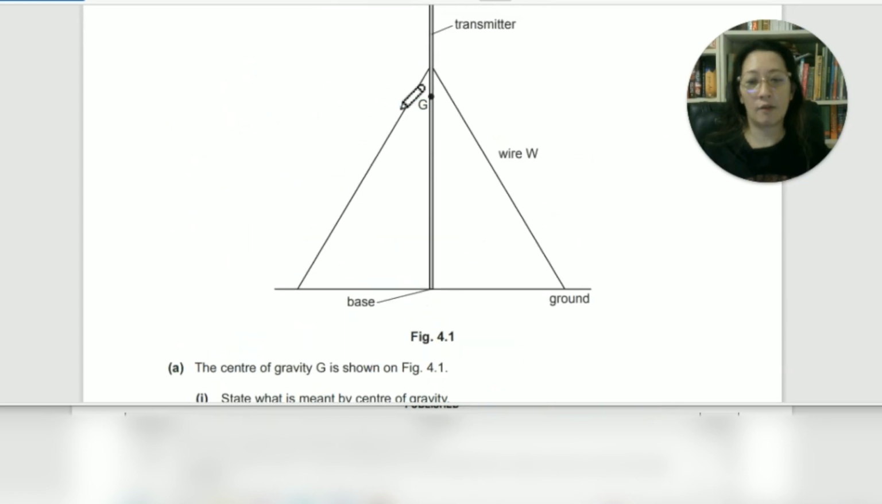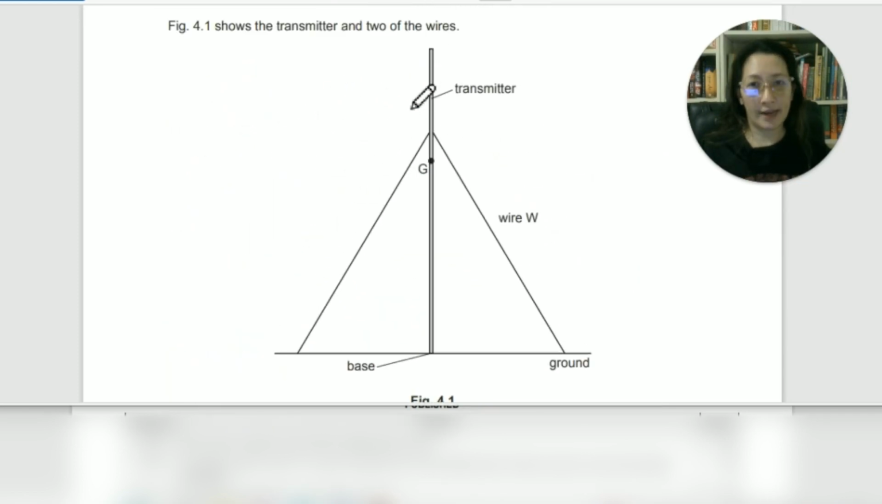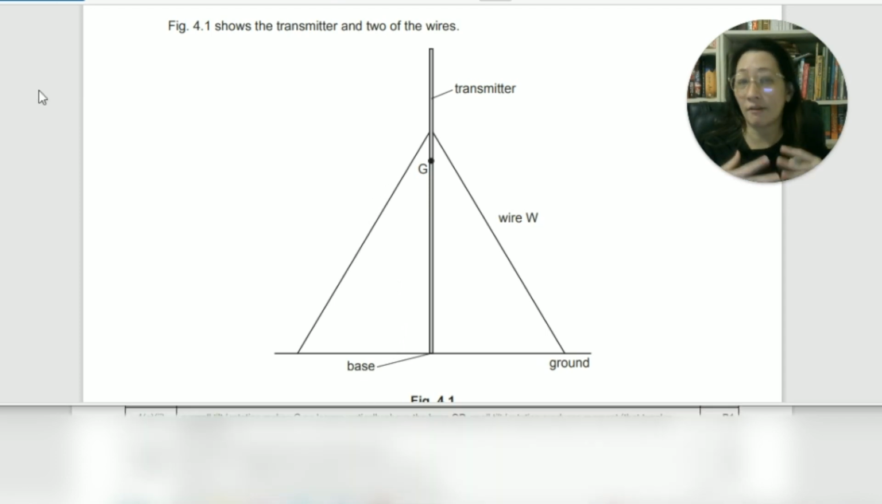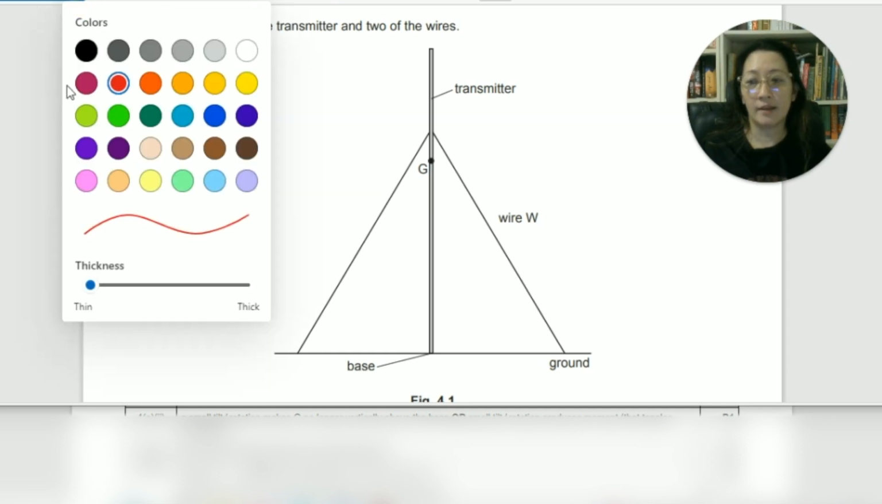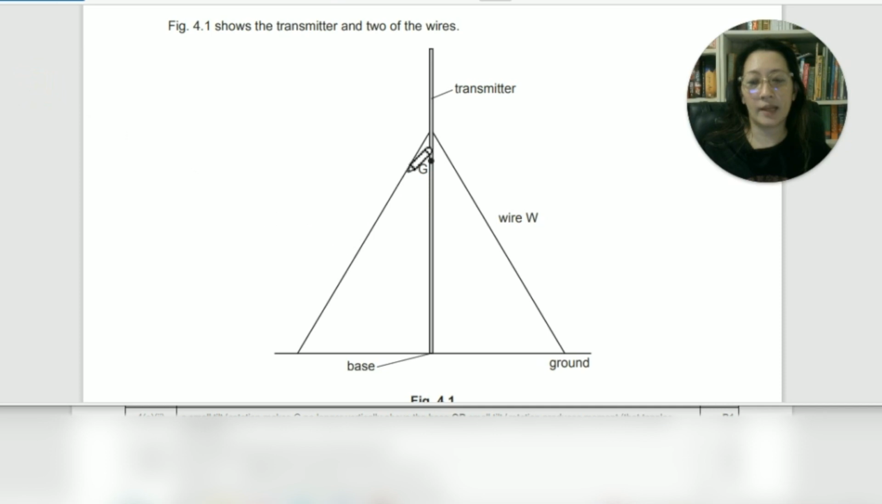So let's look at figure 4.1. As you can see, there is no force T there because you need to draw the arrow of force T. So to answer this question, you need to establish the direction in which this force is acting. We need to draw the force along wire W. Is the force going to act upwards or downwards?